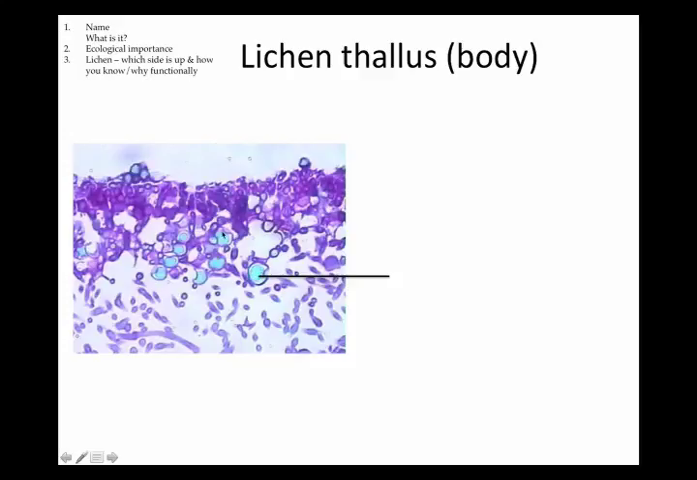And then our little circles, these are kind of blue-green. Some of our slides have ones that are magenta pink, but the dark circles, those are your algae. And then the fungus is the rest of it. Thallus just means body. And the lichen, it's a mutualistic symbiotic relationship.